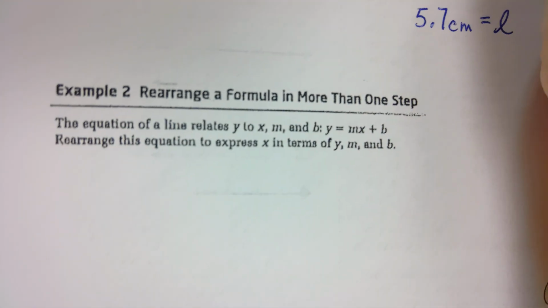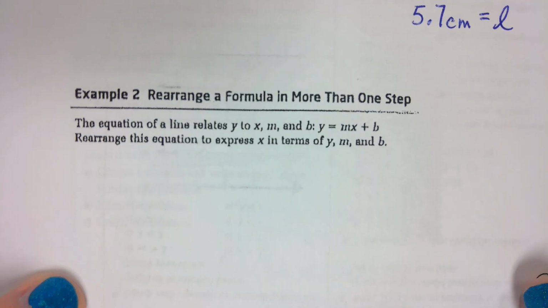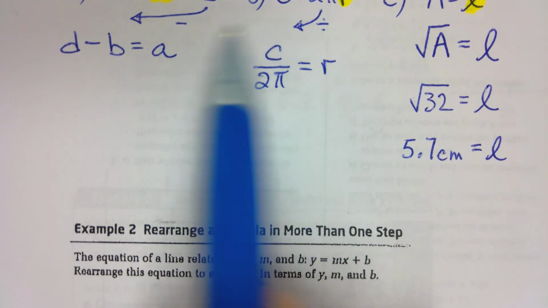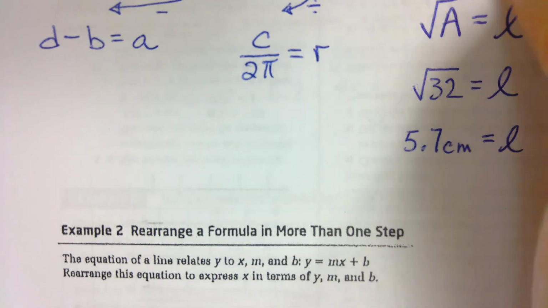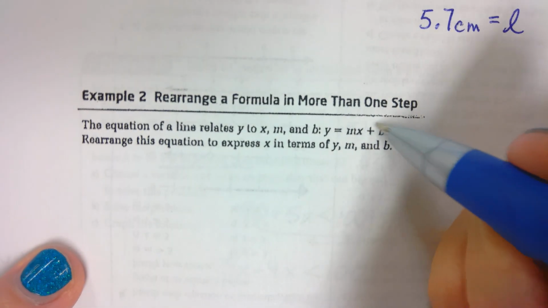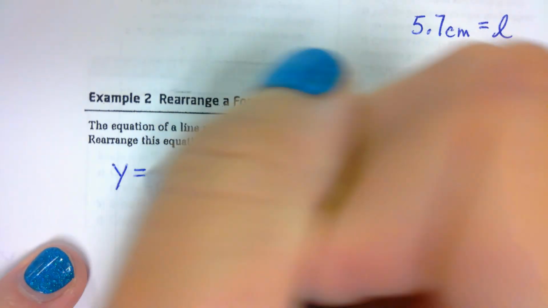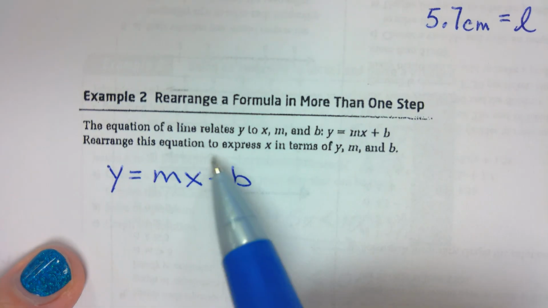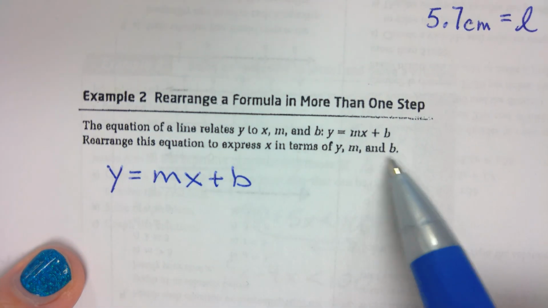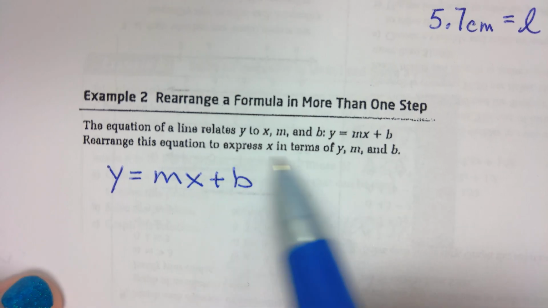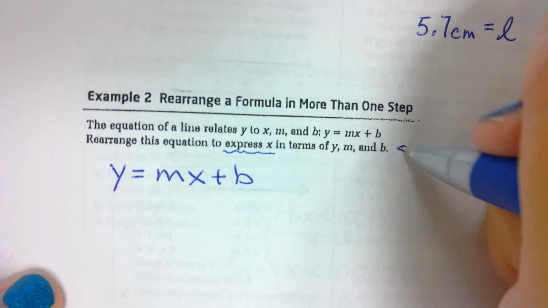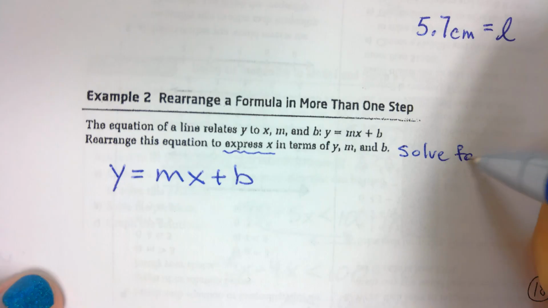Okay, one more example, just this last one. Rearrange formula in more than one step, right? So all we had to do was just do the one step to get the answer. Let's try this one. Y equals mx plus b, the famous y equals mx plus b. Okay. Rearrange this equation to express x in terms of y, m, and b. So what am I solving for? AKA Vincent? Yeah. So when it says express x, all it means is solve for x.